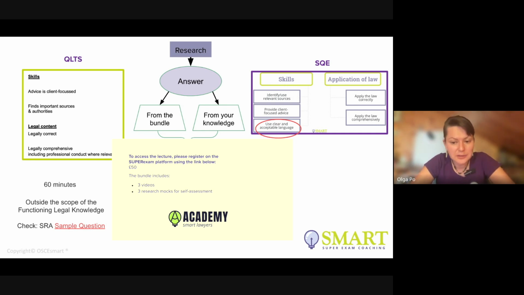So in the QLTS, you were given a database, or actually two databases, Lexis and Westlaw, where you were supposed to find answers to the question. The question is in the form of a letter from a partner telling you some basic details about the client, their story, and what you should search in the database. The difference with the SQE is that instead of giving you access to those databases, they now give you a bundle.